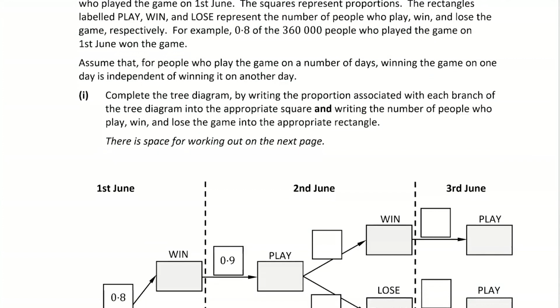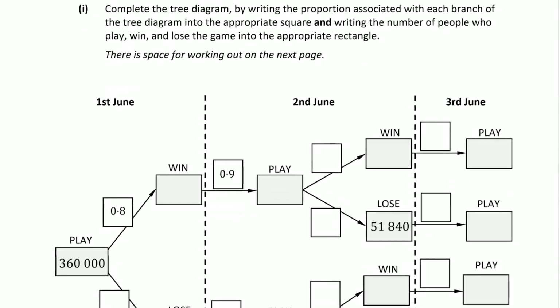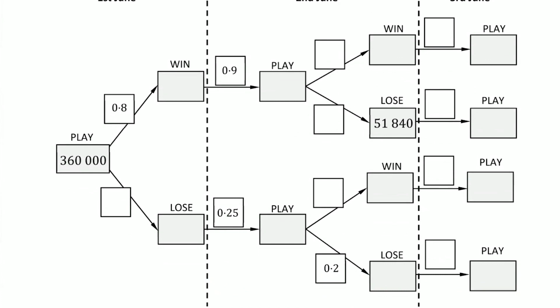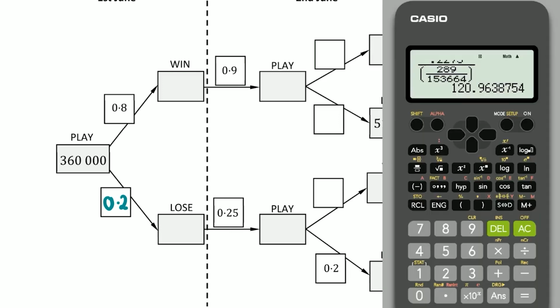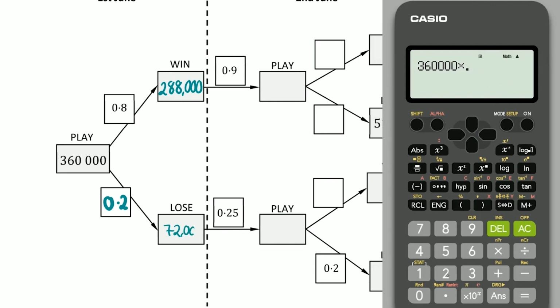So in question 1, we're asked to complete the tree diagram by writing the proportion associated with each branch of the tree diagram into the appropriate square and writing the number of people who play, win and lose the game into the appropriate rectangle. So here on the 1st of June, 0.8 of 360,000 people win. So that means that 0.2 of 360,000 people lose. So let's work out 80% of 360,000, or 0.8, and that is 288,000. And then we're going to work out 0.2, which is 72,000.